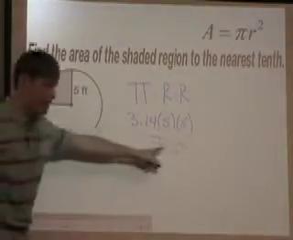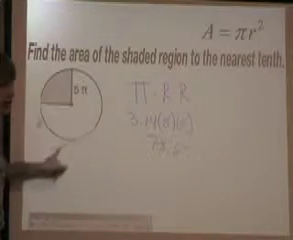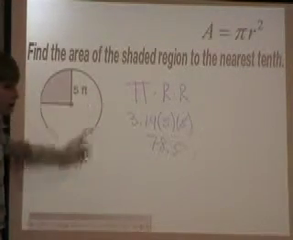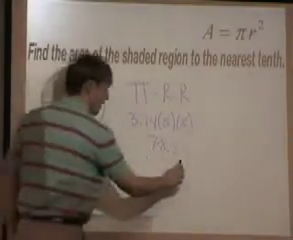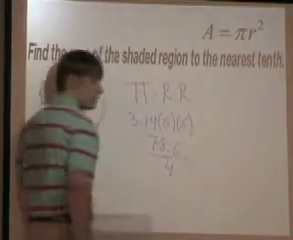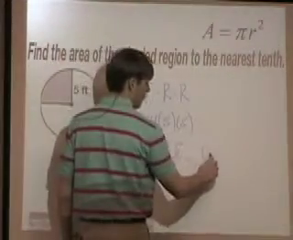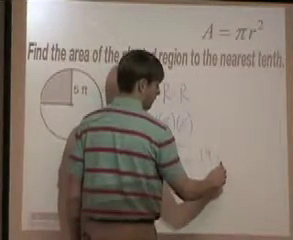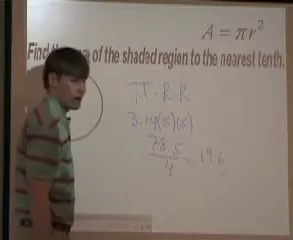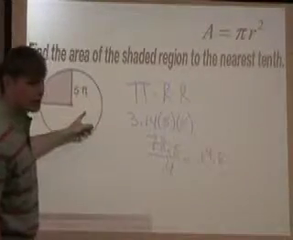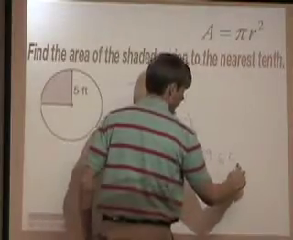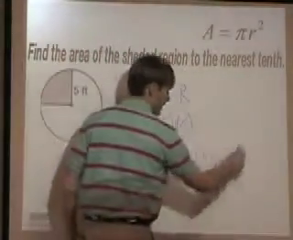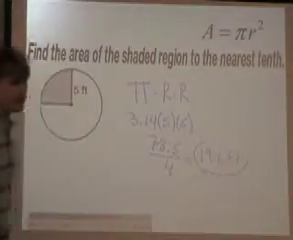Now, this is the area of the whole circle. We don't want the area of the whole circle. We want the area of a fourth of it. So we divide by 4. And what do you get? 19.625. Just say 19.6. And it's feet. So this is the area of the shaded region, 19.6 feet.